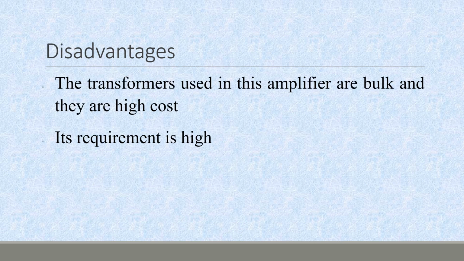The disadvantage of this kind of Class A amplifier is that if transformers are used in this amplifier, they make it bulky and they are high cost, and its requirement is quite high.